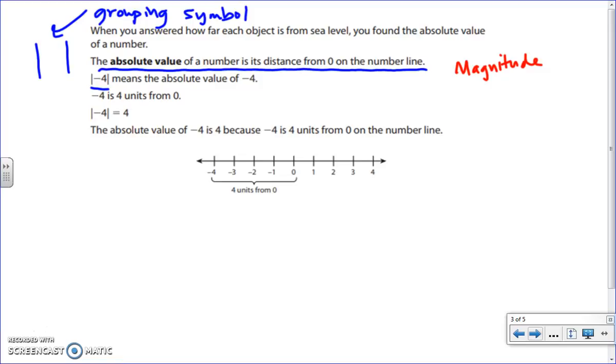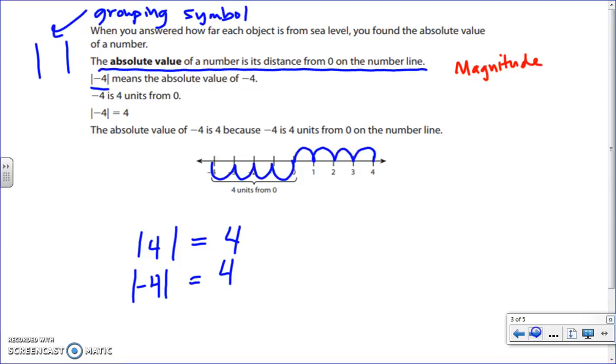It's a distance from 0. I can't emphasize that enough. So there are 2 absolute values that are 4 away from 0. The absolute value of 4 or the absolute value of -4. 4 is 1, 2, 3, 4 away from 0. -4 is 4 away from 0.